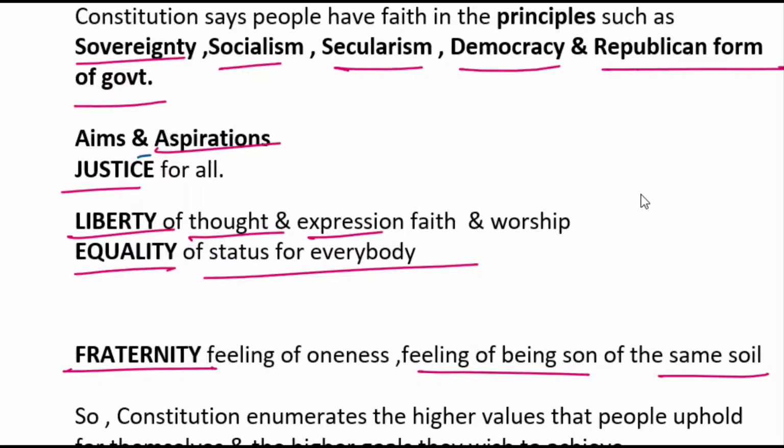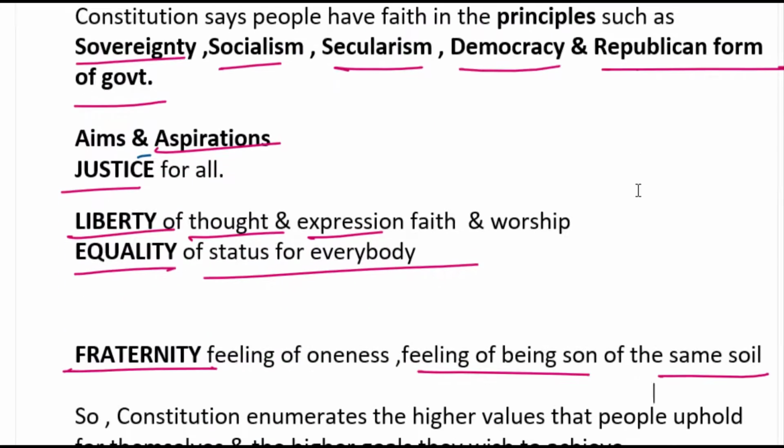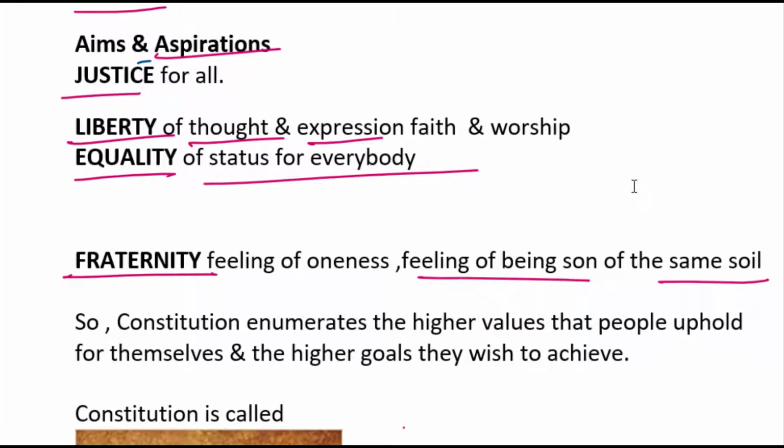So what does the Constitution do? The Constitution contains the faith and the aspirations of we the people of India. We have faith in principles such as sovereignty, democracy, and the republican form of government, and our aspirations are to achieve justice, liberty, and equality, and to promote fraternity. So the Constitution enumerates the higher values which we hold for ourselves and the higher goals which we wish to achieve. I hope I am clear up till here.